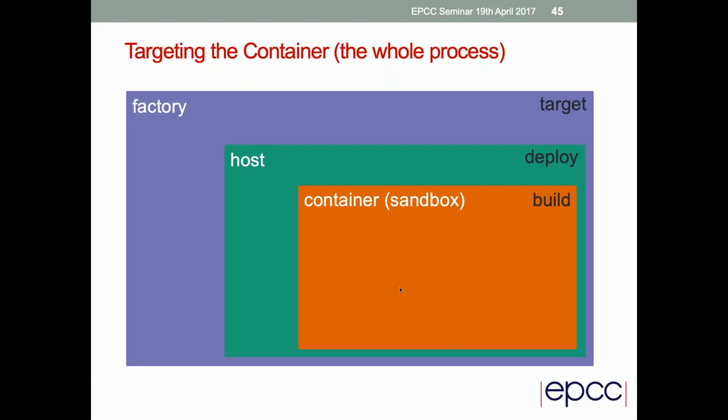I've thrown up a lot of scripts, and I've gone into a bit of detail, but this graphic here just summarizes the whole process. So I'm in my factory in purple, and I run a target script, which does various things. That will upload the initial image file to the host, at which point a deployment script is run on the host. And as part of that, it then runs a build script within the container sandbox.